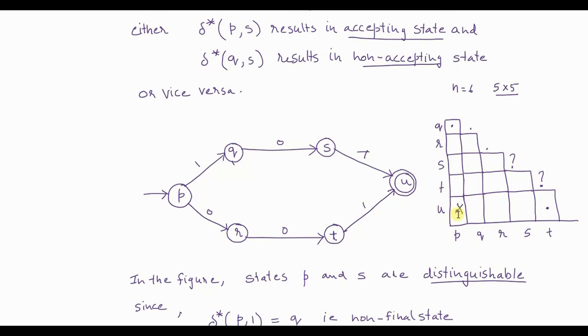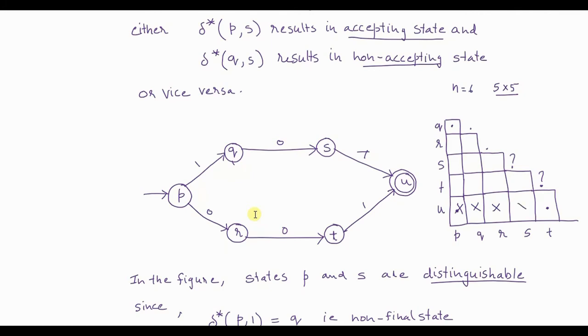Similarly, in simple words, state U is distinguishable with respect to every other state. So you will see that U, Q will also be marked with X, because state U and state Q are distinguishable from each other. One is final, one is non-final. Similarly, state U and state R will be marked with X, because one is final, one is non-final.